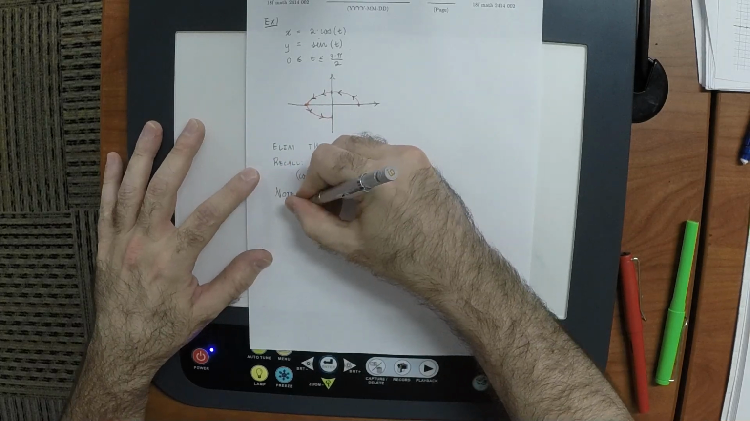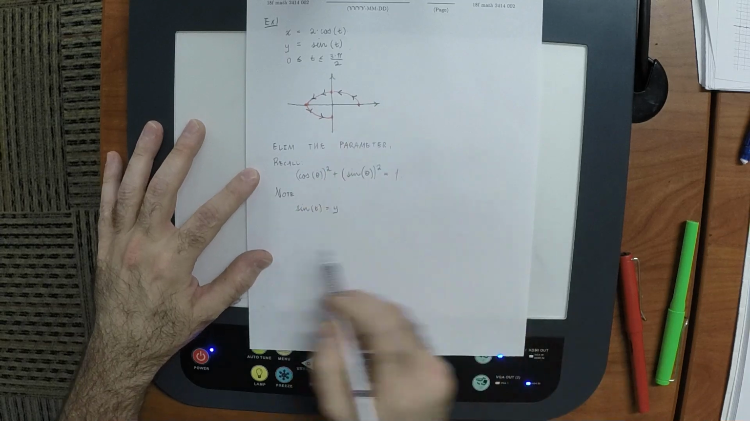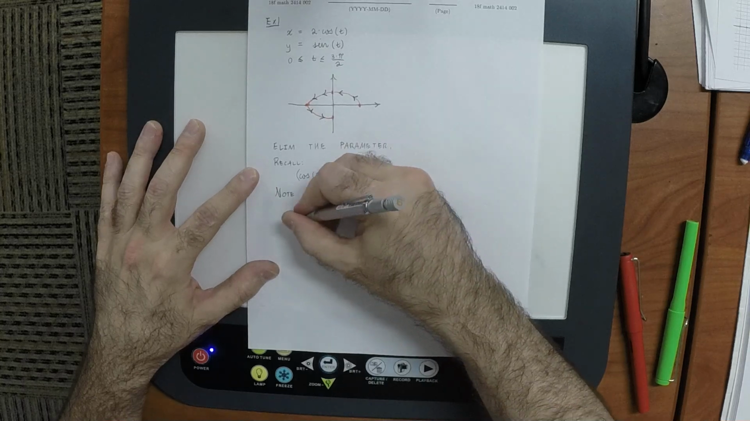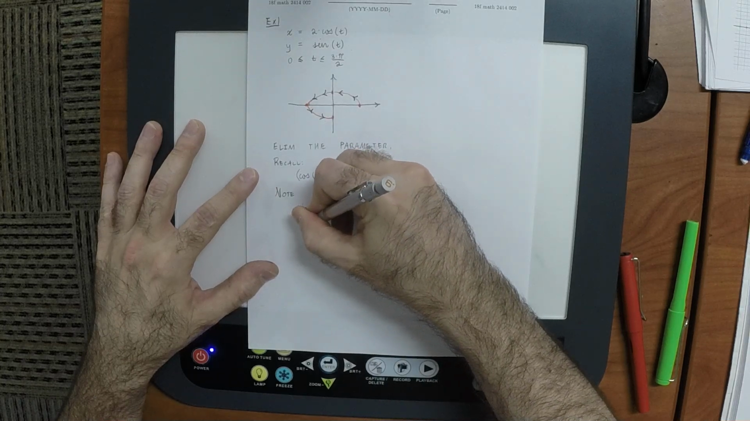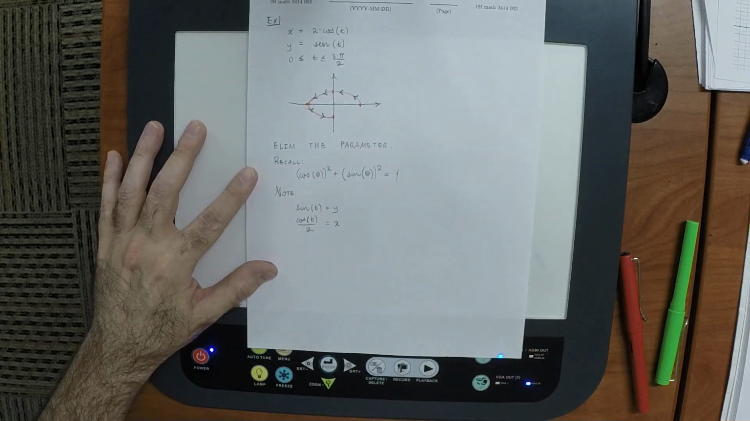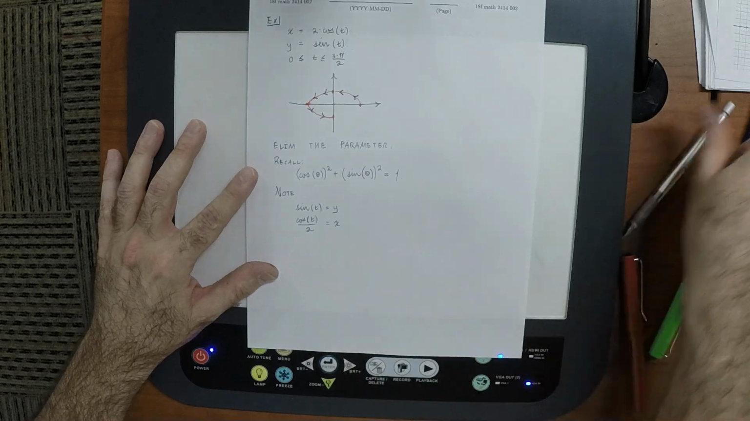So note that we can say that the sine of t is y. That's easy enough. All right. And then I can also say that what? Cosine of t over 2 is x. Is that right? No. I have that backwards. Rather, I want cosine of t is x over 2.